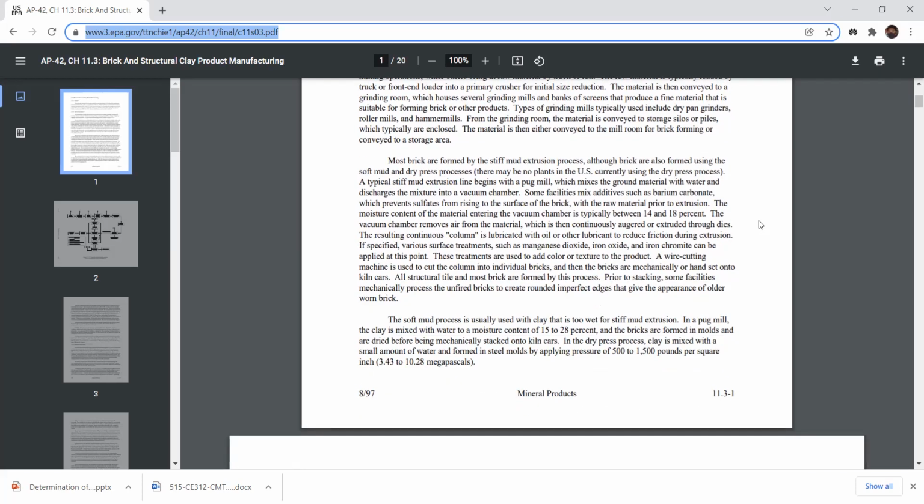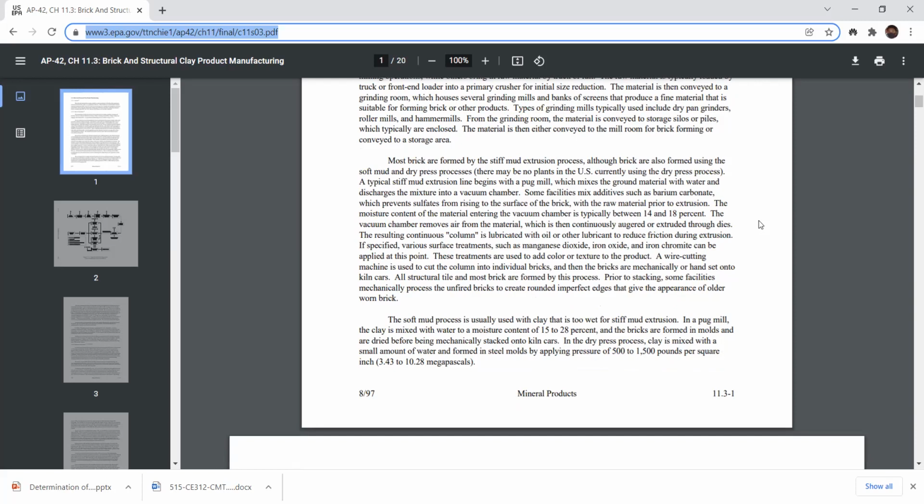Most bricks are formed by the stiff mud extrusion process, although bricks are also formed using the soft mud and dry press processes. There may be no plants in the U.S. currently using dry press processes. A typical stiff mud extrusion line begins with the pug mill, which mixes the ground material with water and discharges the mixture into a vacuum chamber.